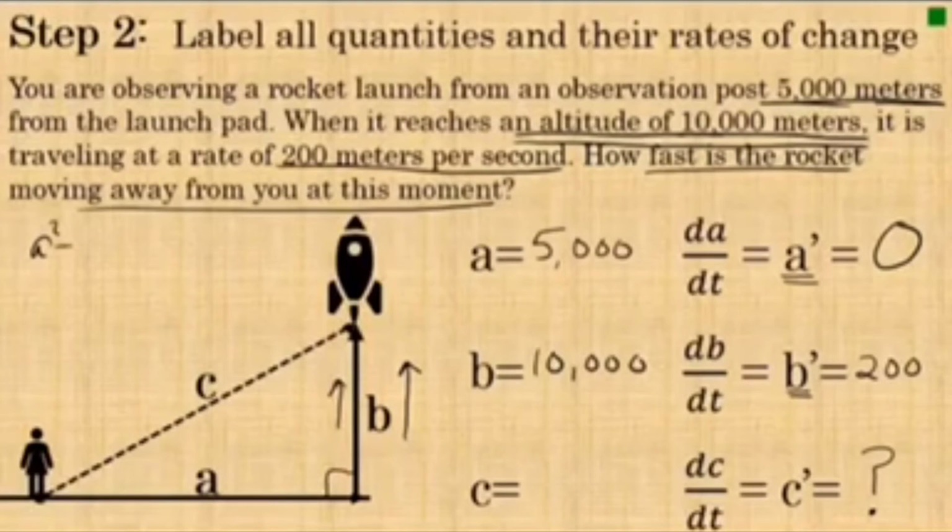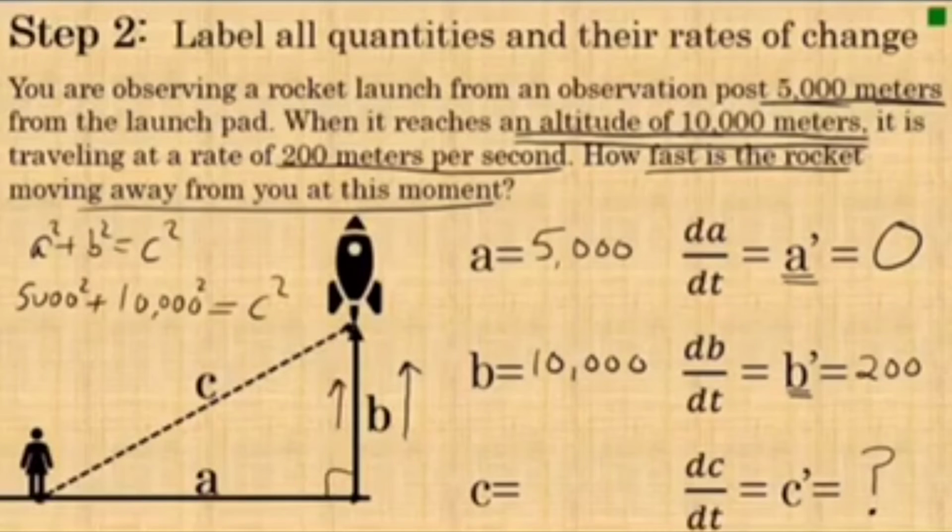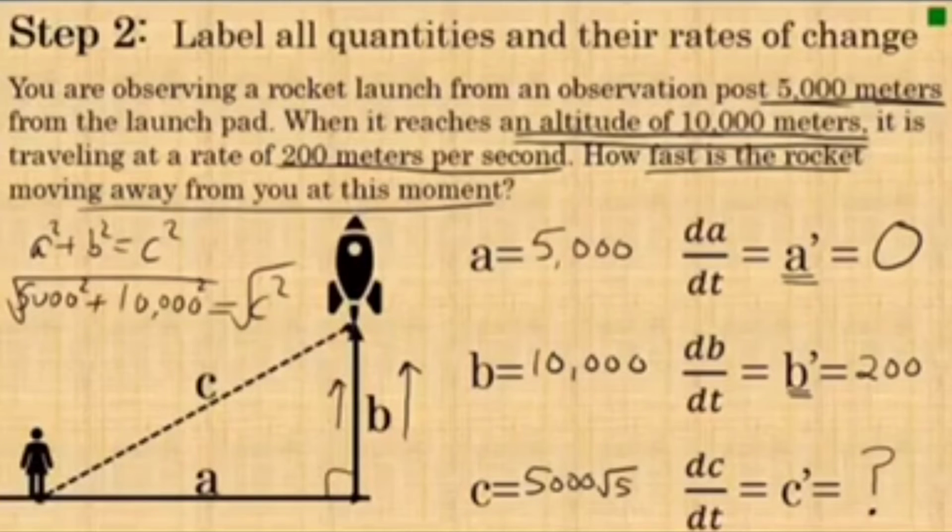This is what we need to find in this question. So we'll use the formula A squared plus B squared equals C squared. This is because this is Pythagoras, so we need to use this formula. We insert the numbers that we got, which is 5,000 squared plus 10,000 squared equals C squared. But we need to use the square root for C. So C is 5,000 square root of 5. That is the C that we found.